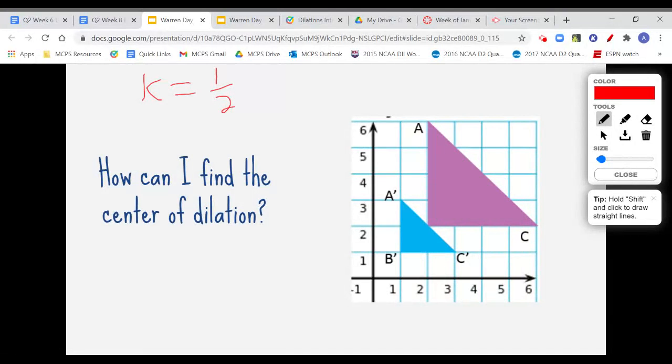Now, to find the center of dilation, what you're going to do is draw lines basically connecting all of the vertices on the two shapes. So I'm going to draw a straight line connecting A and A prime. But I'm going to extend that line out because what you need to do is not just connect all the corresponding points, you also need to extend it because you want to see where those three lines, or however many it is, would cross. And the place where they all cross is your center of dilation. All right, so I'm going to extend these out.